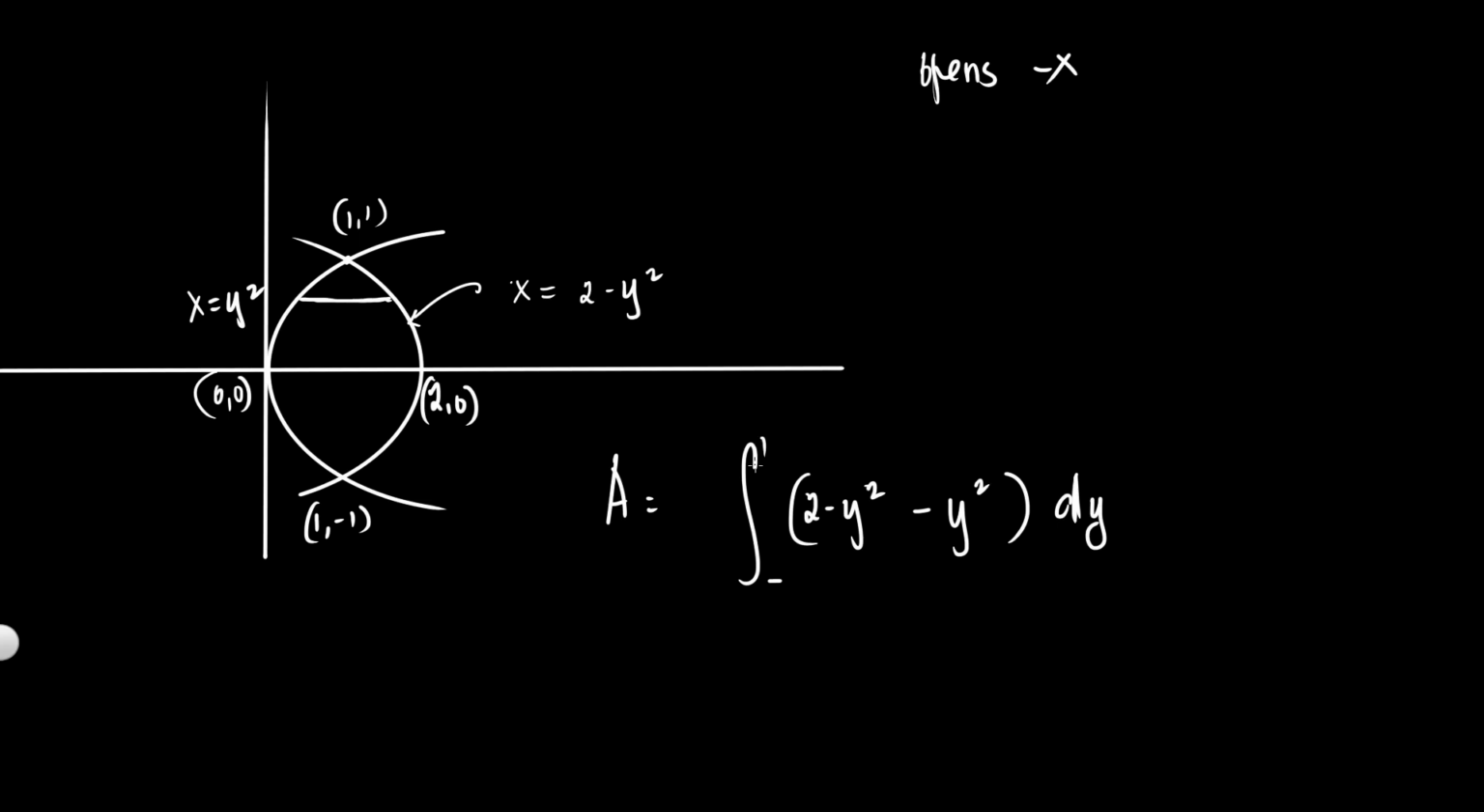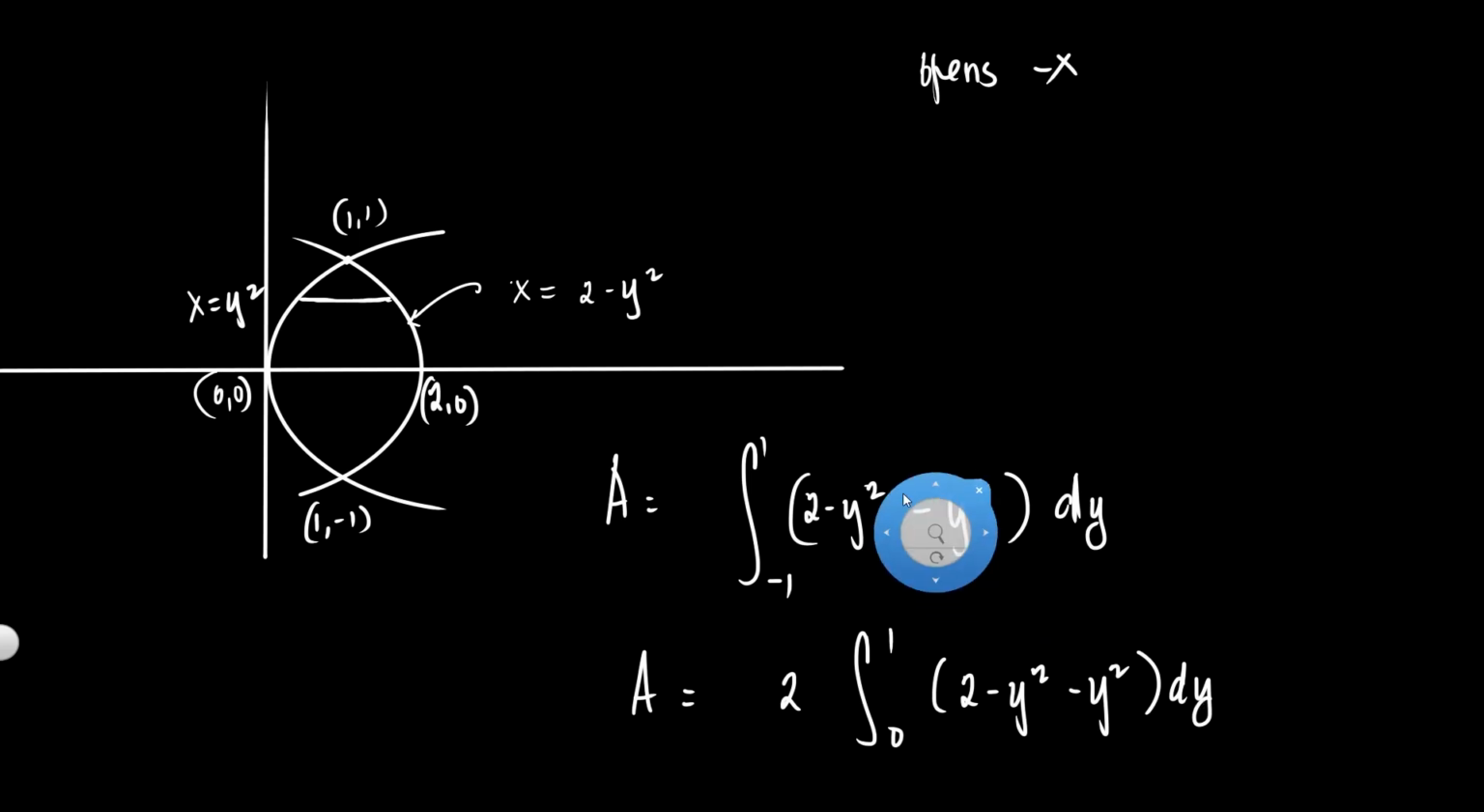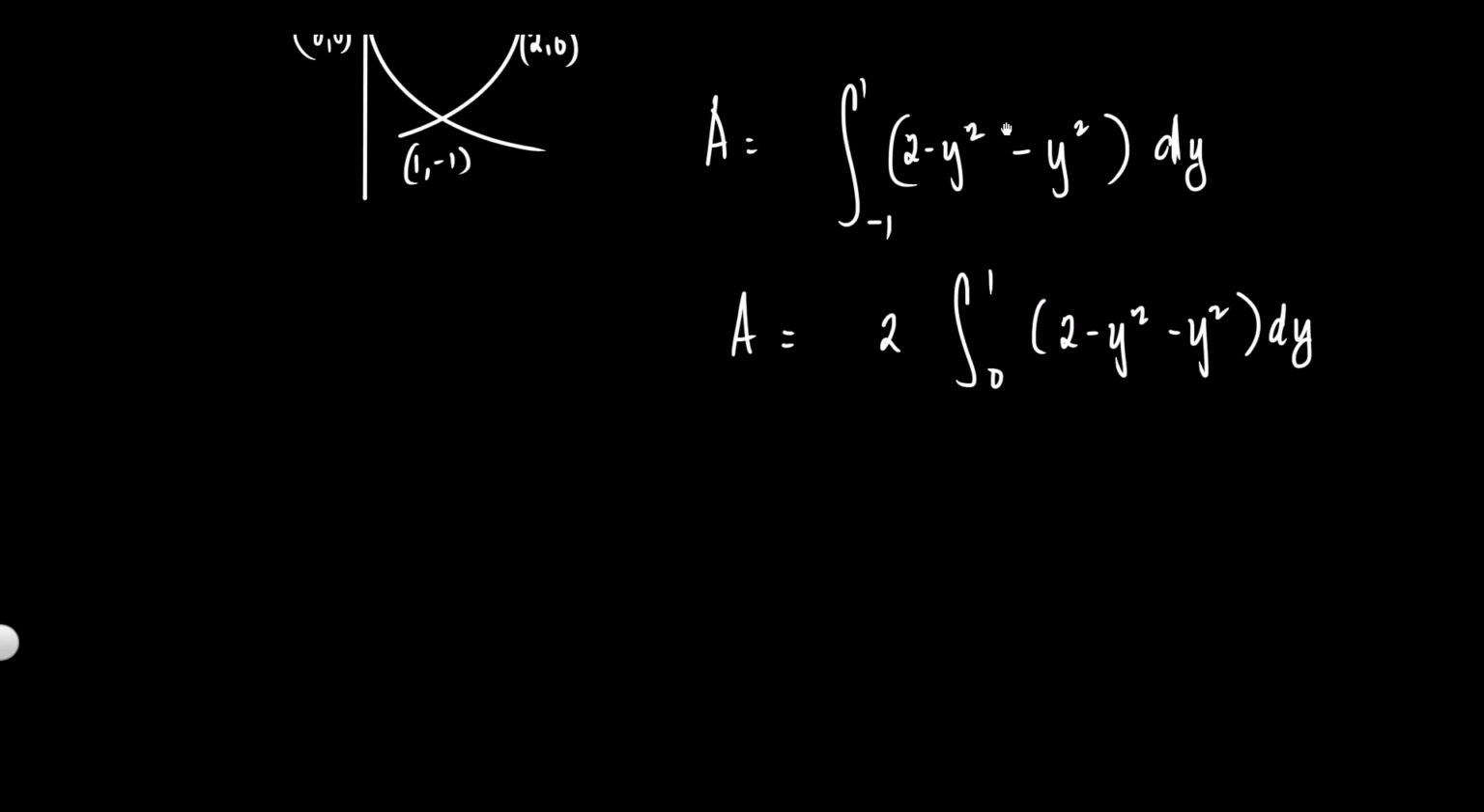Or, since it is symmetrical, we can say that this is 2 times the integral from 0 to 1, which is easier to integrate, of 2 minus y squared dy. Okay? Did you follow? So we changed the limits.